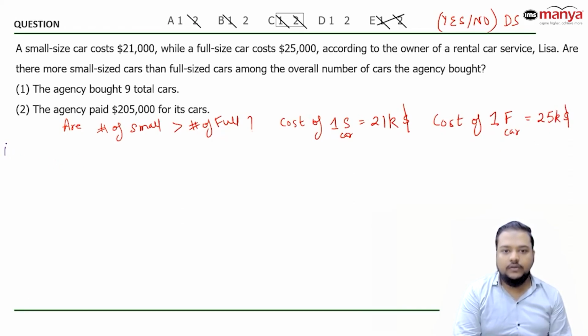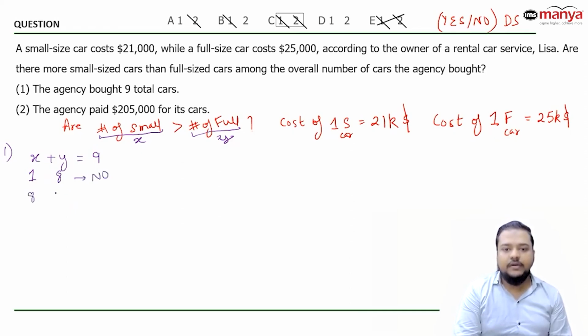Let's start with statement 1. Statement 1 tells us the agency bought a total of 9 cars. We can translate this statement like this. Let's say the number of small cars is X and the number of full-size cars is Y. So we can make an equation: X plus Y equals 9. Now, what can you say about X and Y? The sum of the cars is 9, so there could be multiple possible values. For example, X could be 1 and Y could be 8. Now, the question is whether X is greater than Y. The answer is no.